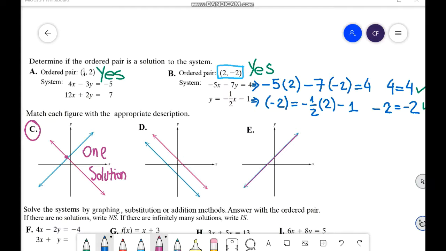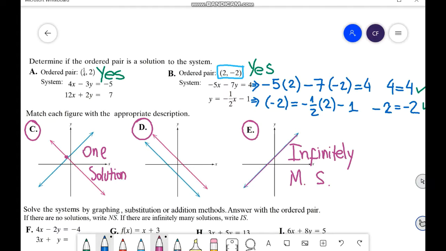Check here, letter E. Letter E, the blue and the pink or red line, they are on the same place, on the same spot. If you have this, that's when you're going to have infinitely many solutions, okay? Because all the points are intersection. Infinitely many solutions.